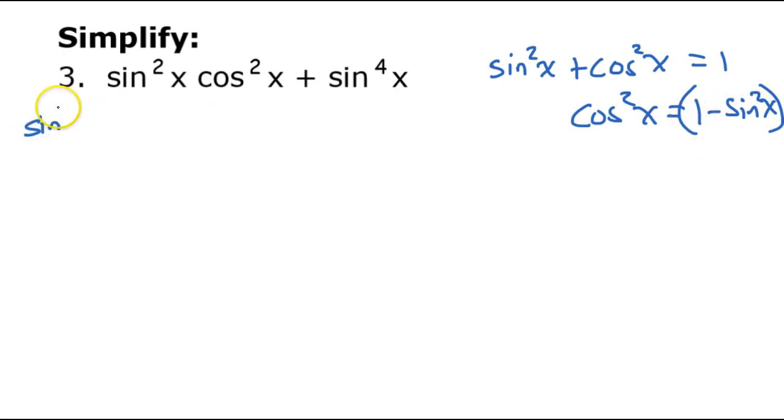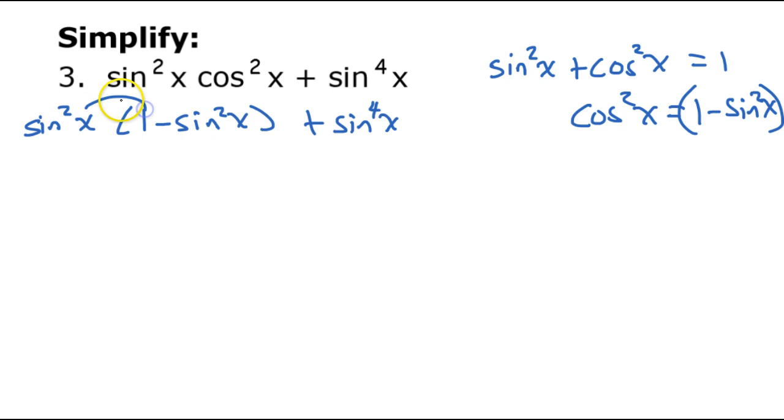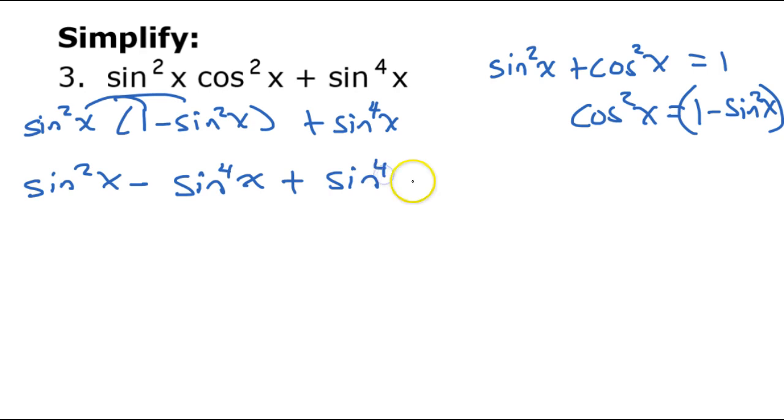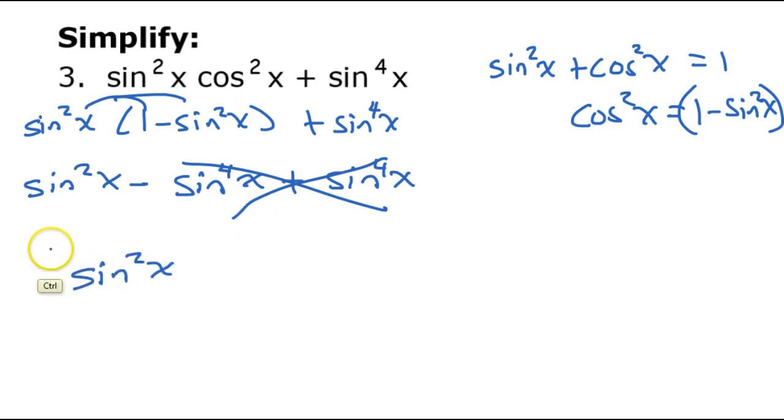So that's why we will have sine squared x times 1 minus sine squared x plus sine to the 4th power of x. So a little distributive property, and you will see that we have sine squared x minus sine to the 4th power of x plus sine to the 4th power of x. Then we notice that these are opposites. They will cancel out. So that's just going to leave sine squared x.